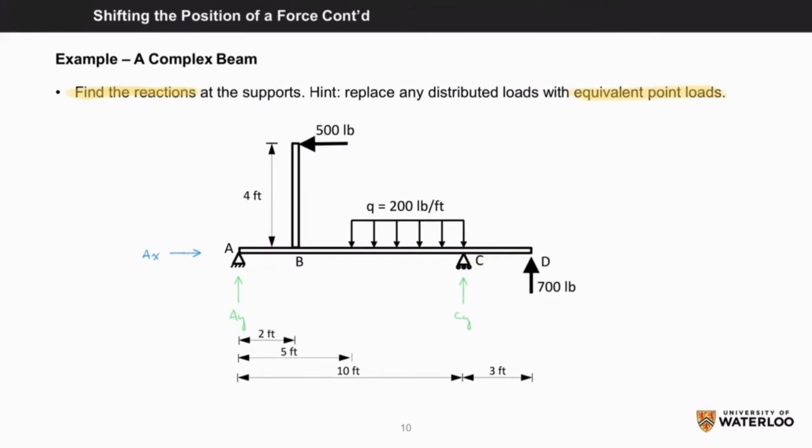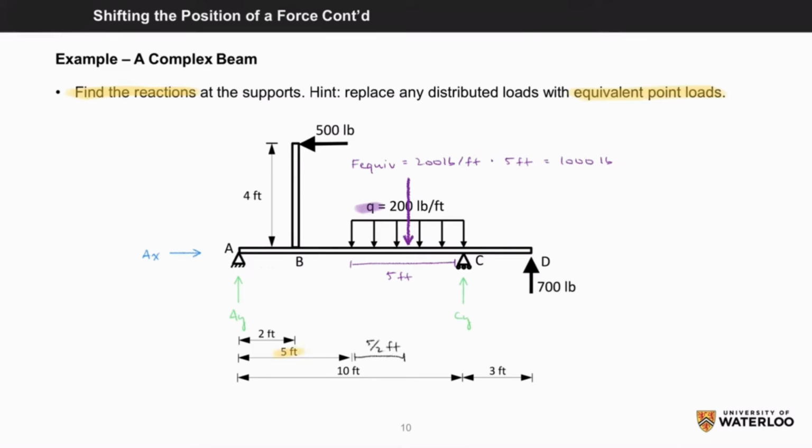Given the hint from above, we will replace any UDLs, or uniformly distributed loads, with its equivalent point load. There's only one UDL in this problem, which is given by q, so we can replace q by an equivalent force, which we will call F equiv. F equiv will be equal to the 200 pounds per foot times the distance along which the UDL acts on the beam, which is 10 feet minus 5 feet. We then get a value of 1,000 pounds for F equiv, which acts at a distance d from point A. d is equivalent to 5 feet plus 5 over 2 feet, giving us a total of 7.5 feet from A.